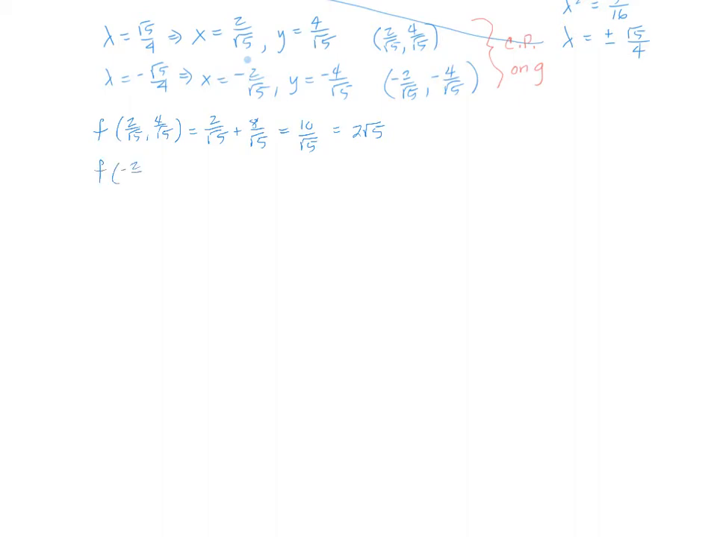If I put in negative 2 over the square root of 5, negative 4 over the square root of 5, that's going to correspond to negative 10 over the square root of 5, or negative 2 times the square root of 5. In this case I only had 2 critical points. So the largest value would be my max, so that would be 2 times the square root of 5. The smallest value will correspond to a min. And that's the basic idea with all these problems.